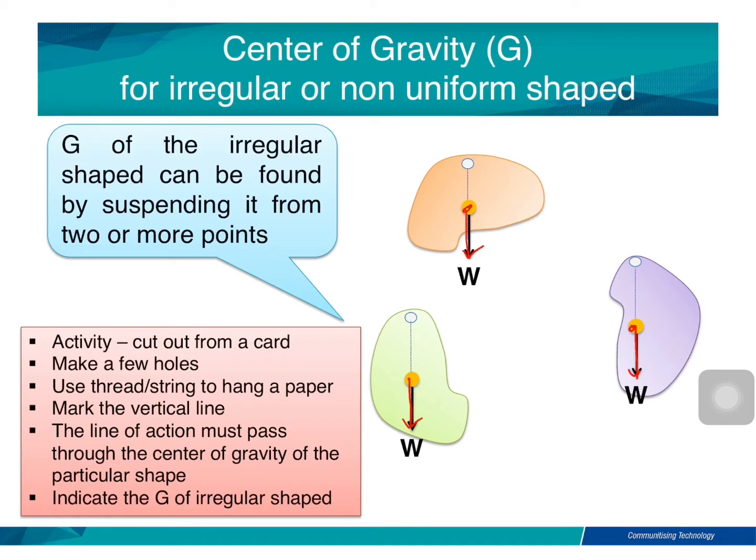So you can play around with this activity. You can cut out a card, make a few holes, and then use a string to hang the paper. Then you make a vertical line, and you can see that the line of action must pass through the center of gravity of the particular shape. So this one is for the irregular or non-uniform shape.